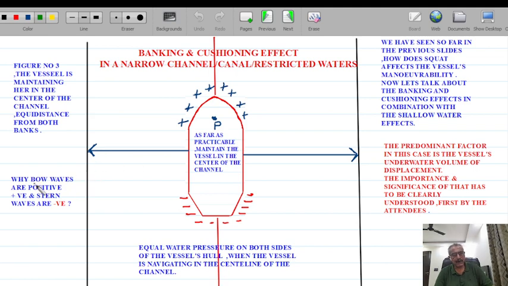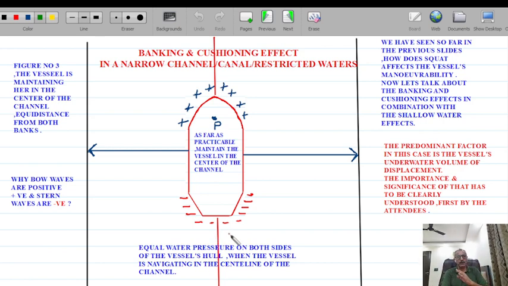Now, I had also explained why bow waves are positive and stern waves are negative. Bow waves are construed positive because when the vessel is moving, as per the Archimedes principle, she is displacing her own weight of the water she is traversing through. The water which is passing through is filling up the void of the underwater volume of displacement. So water which is hitting at the bow is filling up the void, and at the stern it is receding and passing.